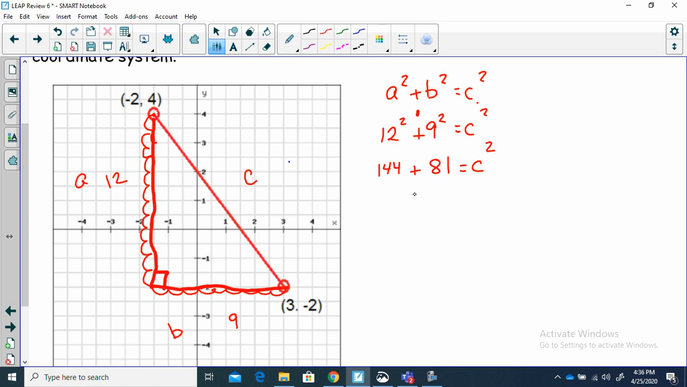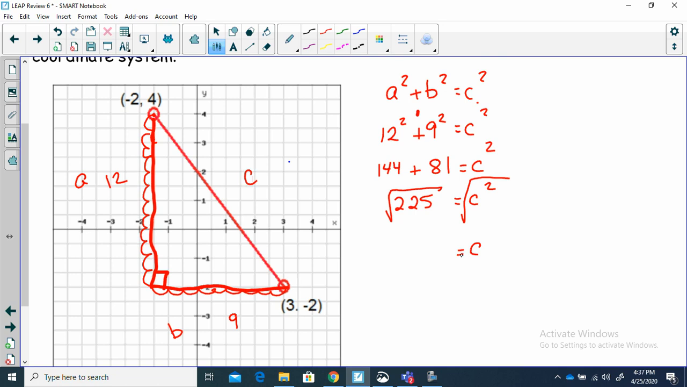Now, grab your calculator and add 144 plus 81. If you add 144 plus 81, you get 225. So let's substitute 225 in place of this 144 plus 81, and that's equal to C squared. But I'm not looking for C squared, I'm looking for C. I would take the square root of C squared, and what I do on one side of the equal sign, I have to do on the other. So let's see what the length of C is.